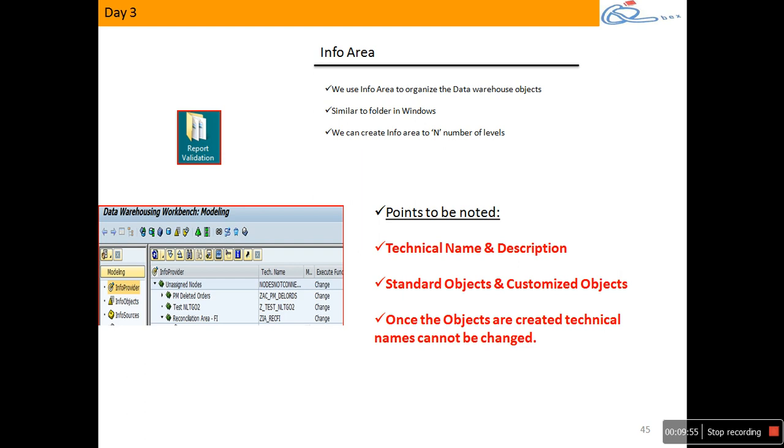Technical name and description. The technical name is what is used internally by the system to recognize that object, and the description is for the users to understand what this object does. Even for an object like ZDAC cube, the description is, this is a sales cube, or there may be no description.